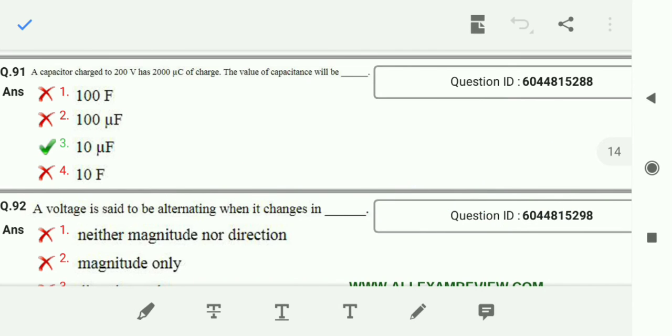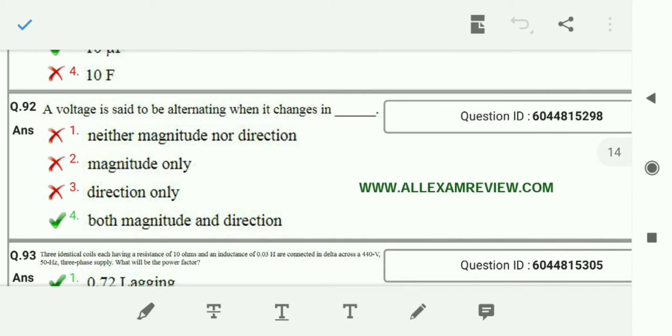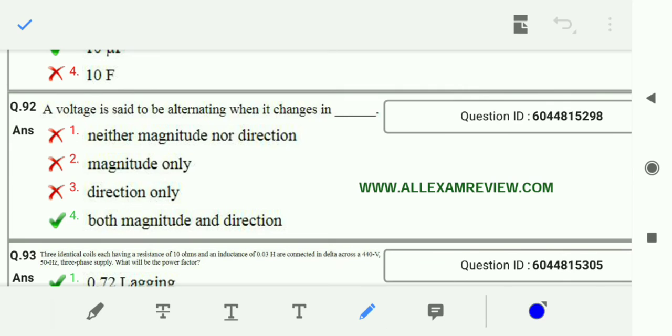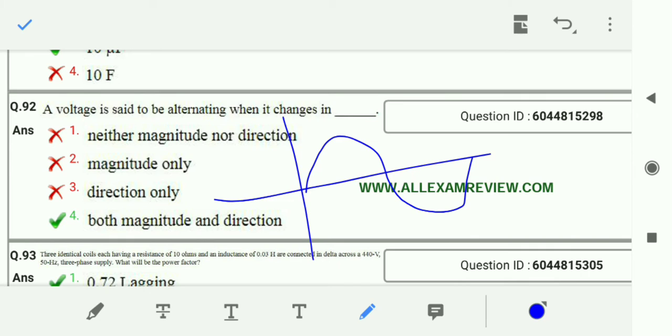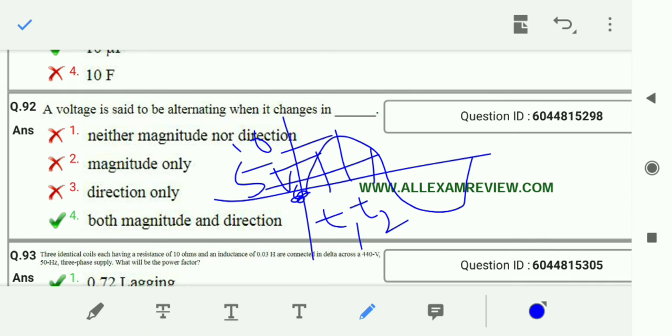Next. A voltage is said to be alternating when it changes. It has to change its direction as well as the magnitude. This is called an alternating quantity. At t equal to 0 it is 0. At t1 let me take 5 volts, and at t2 let me take 10 volts. At t3 it has 2 volts. At t4 it is 0. And at t5 let me take 6 volts, that means minus 6 volts.